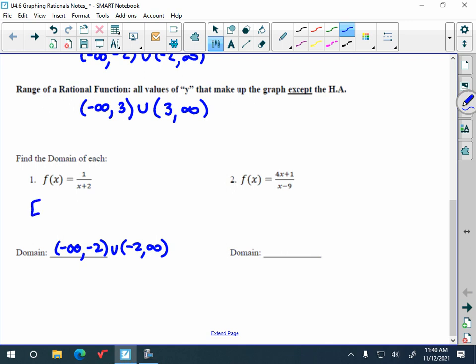Okay, so again, our excluded value is negative 2. All right, number 2. What's the excluded value? 9, right. So then it's negative infinity to 9, union 9 to positive infinity.